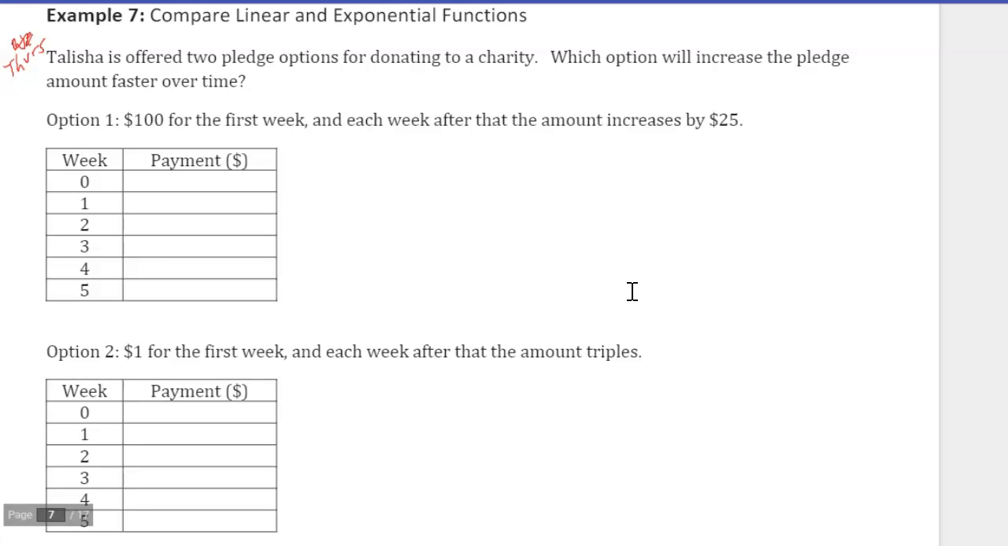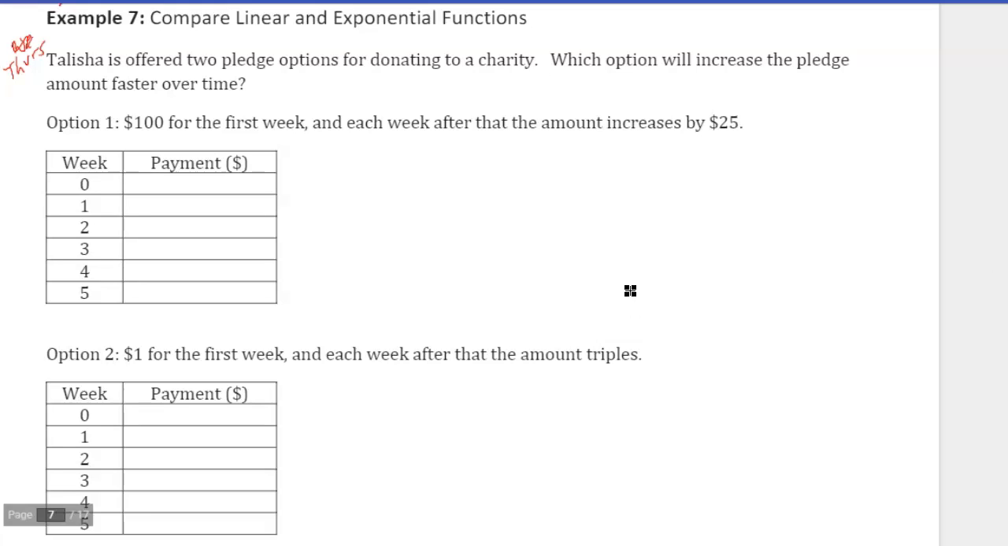Relatively easy again. So it says that Talisha is offered 2 pledge options for donating to a charity. Which option will increase the pledge amount faster over time? Option 1, $100 for the first week. So write that down.